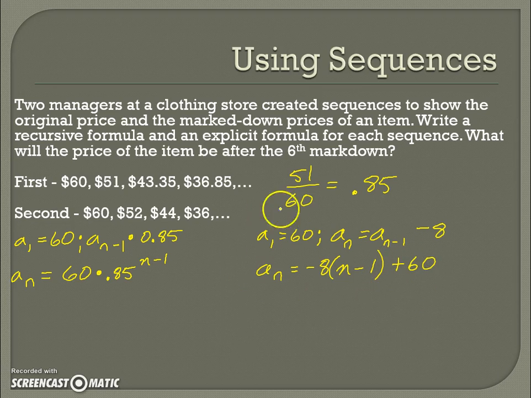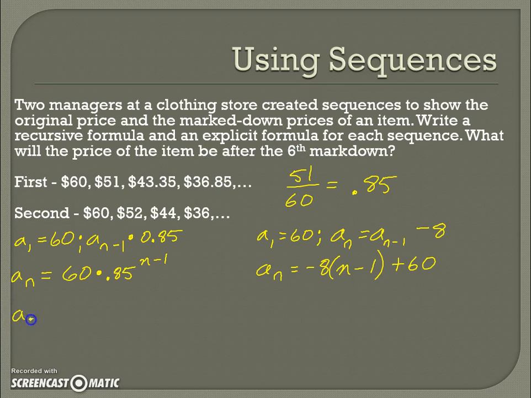Now this is all in your notebook. You'll have to go back. I want to say it's chapter 5, but I'm not exactly positive on that, so you'll want to check. So now I have two explicit formulas. It says, what will the price be of the item after the 6th markdown? Well, you could use this, or you could just continue with this pattern. Let's go ahead and use our equations just to see if they work.